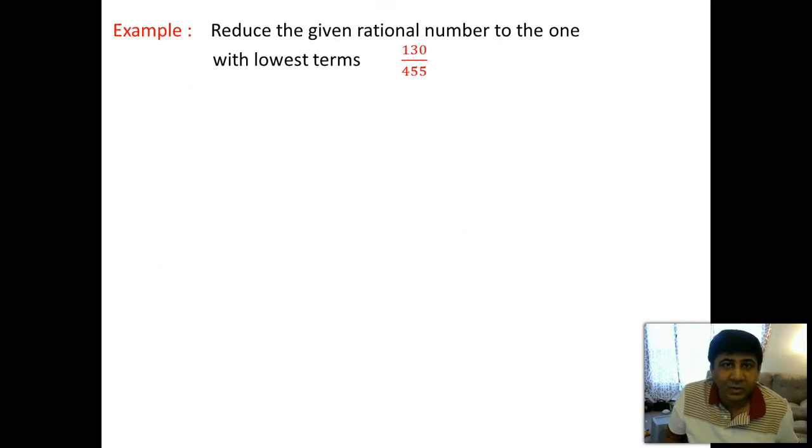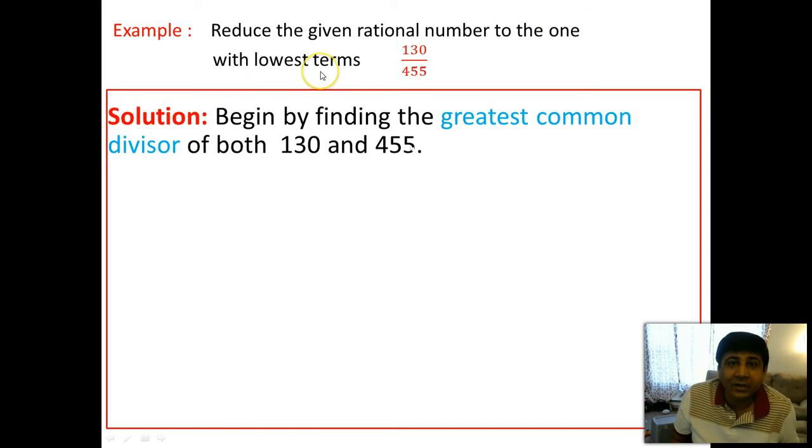So let's look at an example here. A rational number is given to you, 130 over 455. Our goal is to reduce the given rational number to the one with the lowest terms. As I said earlier, it all begins with the greatest common divisor.